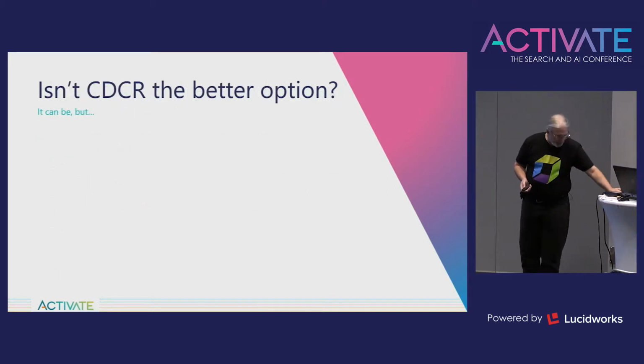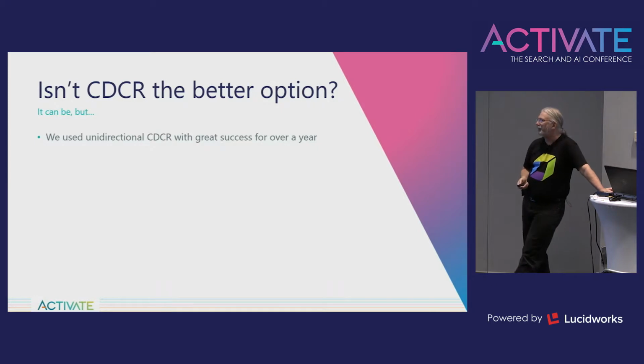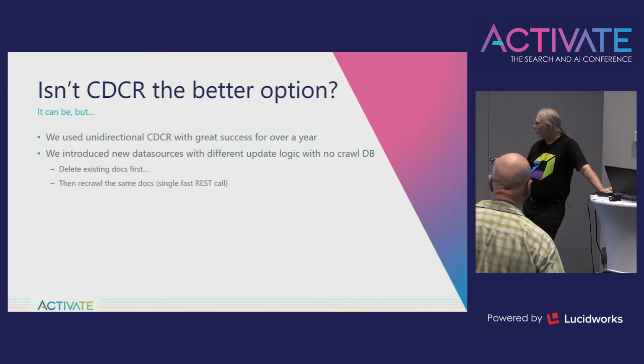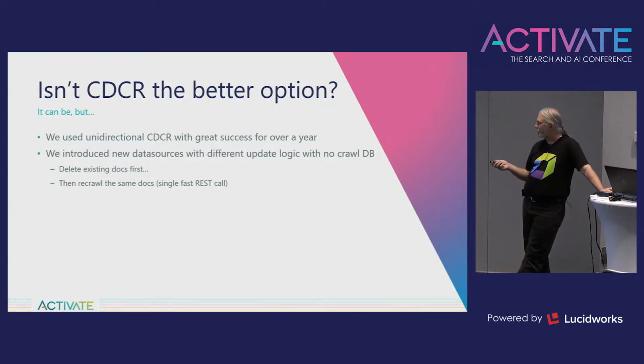Isn't CDCR the best option? It can be, but it has issues. I have to confess, we used unidirectional CDCR for our main search index for over a year. It was brilliant, it was fantastic, it saved us effort. And then we introduced a couple of new data sources that had different data update strategies, where we deleted the docs first and then recrawled the same docs via a single fast REST call. And CDCR stopped working, and we have not been able to get it to work since.